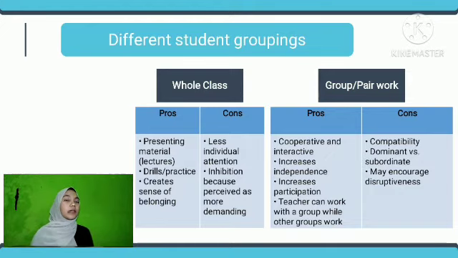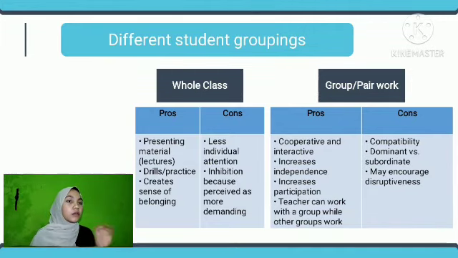I'll explain advantages and disadvantages between whole class and group or pair work. For the first one, in whole class, advantages in whole class, there is presenting material from the lecturer, the second, practice, and the third, create a sense of belonging. And the disadvantages from whole class. For the first one, there is less individual attention. The second one, inhibition because perceived as more demanding.